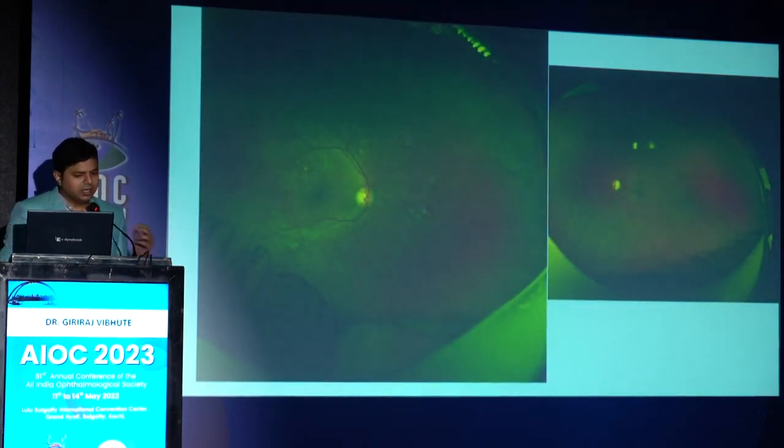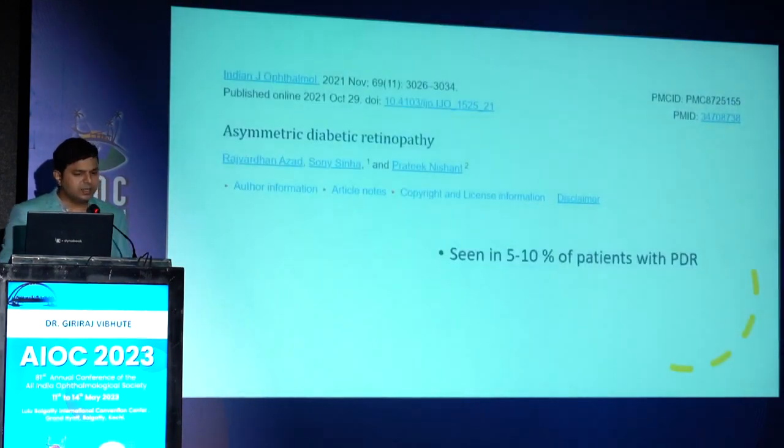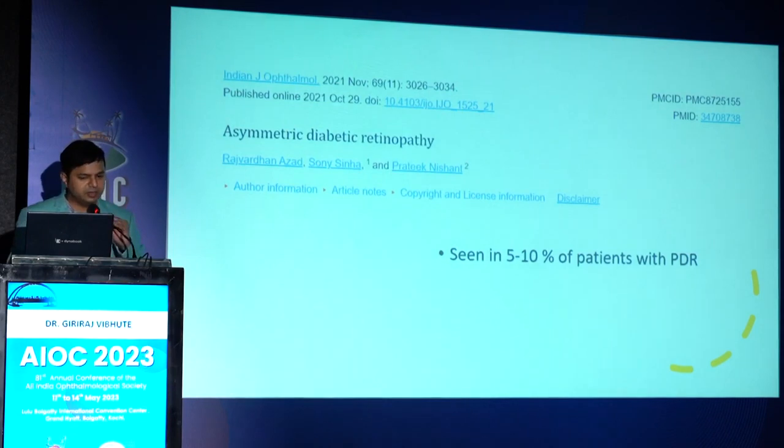In this case, in the right eye, the patient has almost moderate to severe NPDR, and the left eye is completely normal, except for the pallor in the disc. So asymmetric DR is not so uncommon. It is seen in 5 to 10% of the patients with PDR.